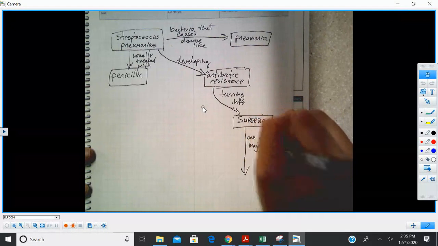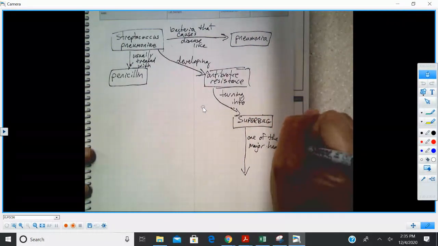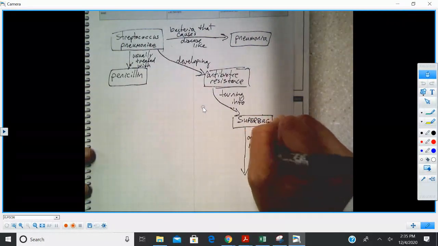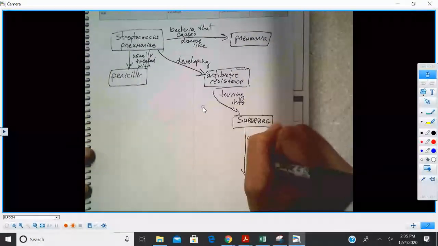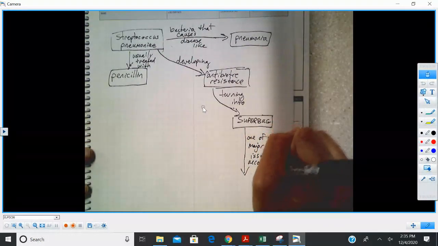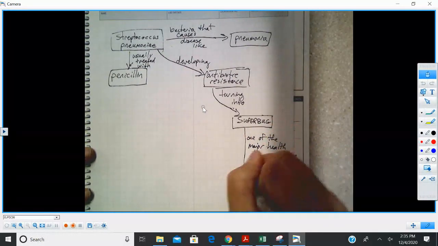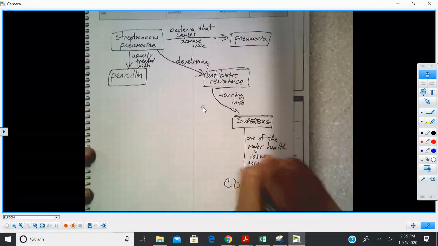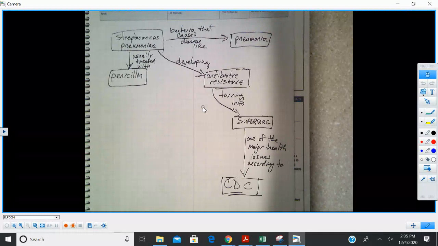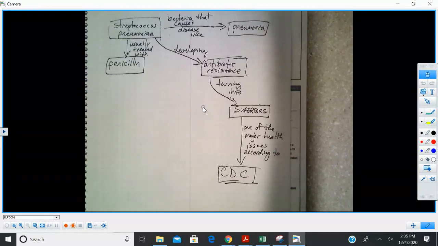And so this is one of the major health issues in the world, or really in the United States, but really everywhere, according to the CDC, which is the Center for Disease Control, a government organization that helps prevent the spread of disease. You've probably heard about them over the last year.